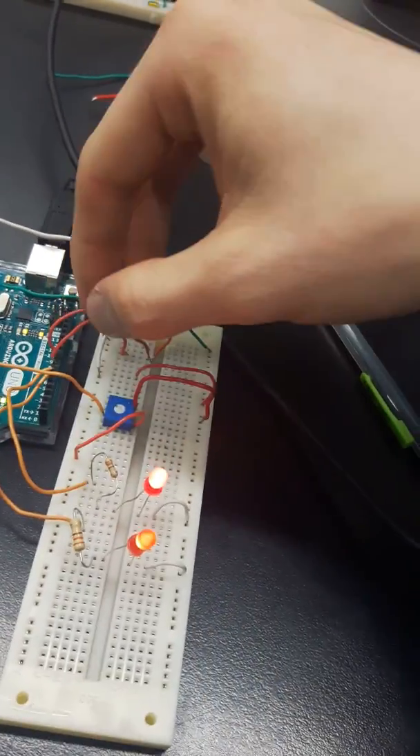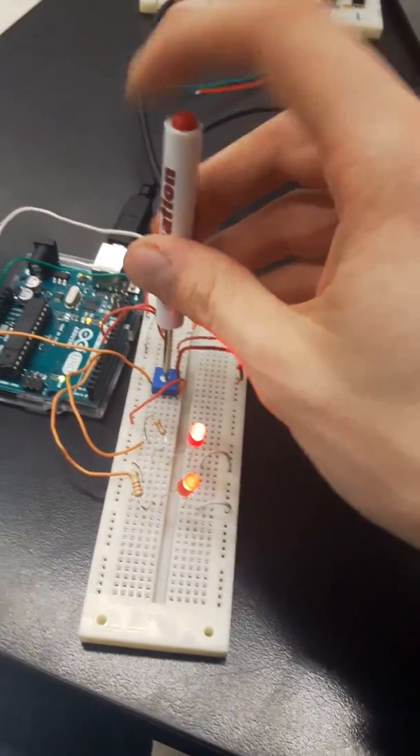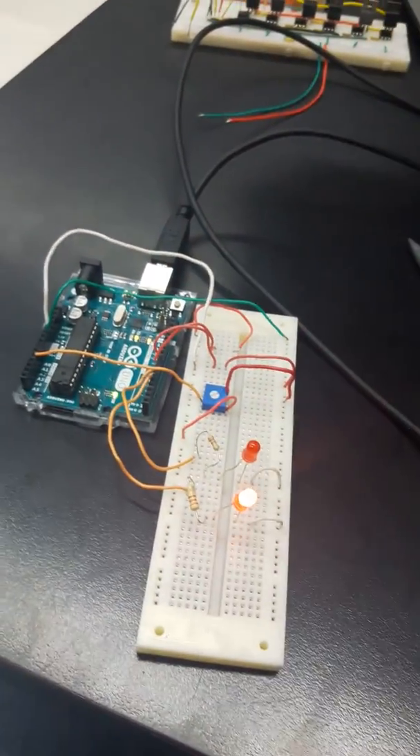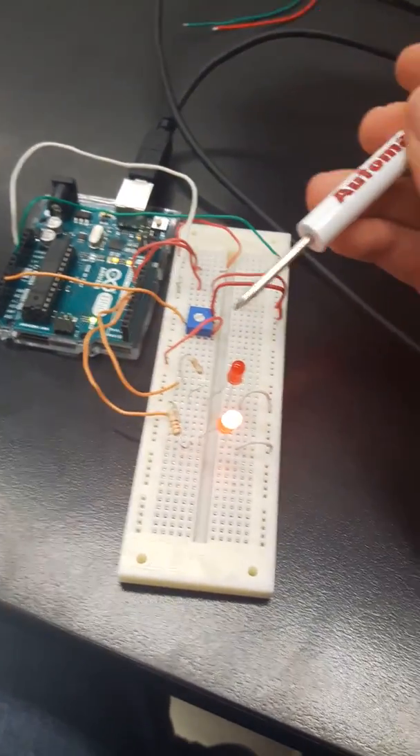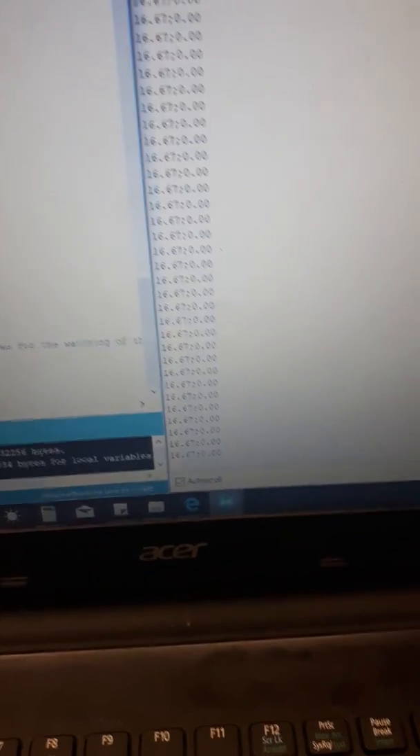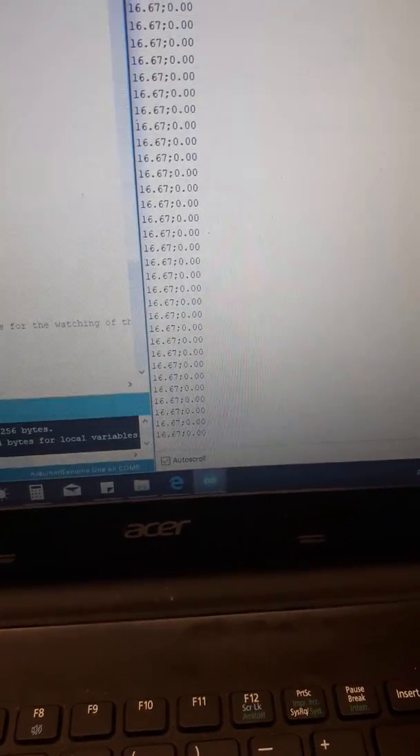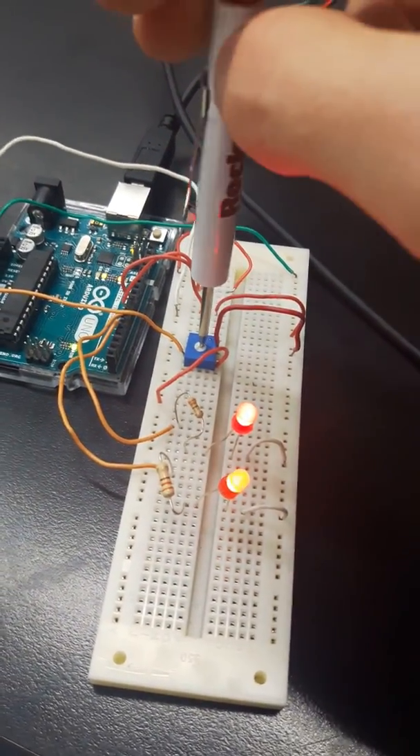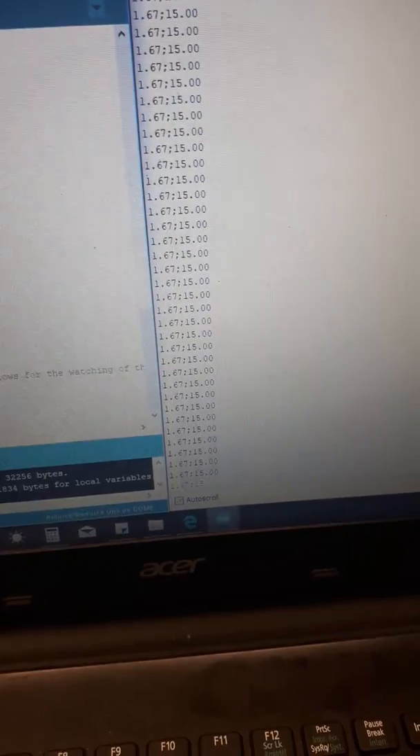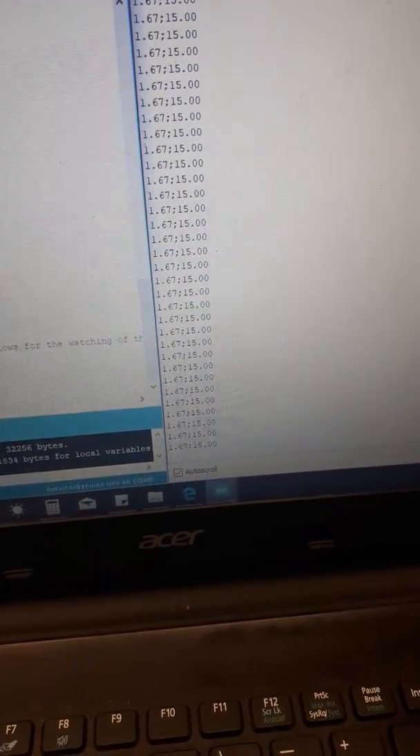The last setting is a 60 hertz frequency, or a 16.67 millisecond period, and as you can see, we are back to having a pulse width of 16.67 milliseconds and a duty cycle of 0. As we turn the pot, it increases the duty cycle up to 90%, which is 15 milliseconds, and a pulse width of 1.67 milliseconds.